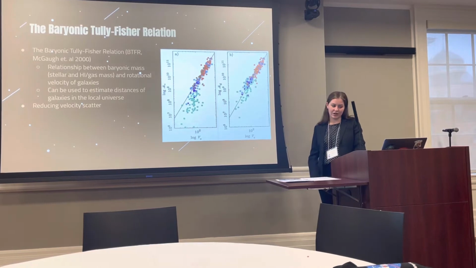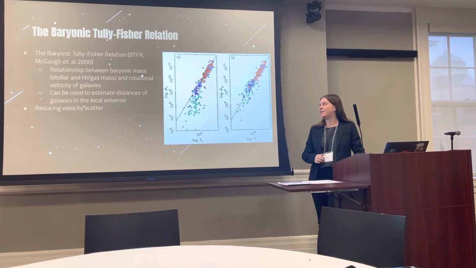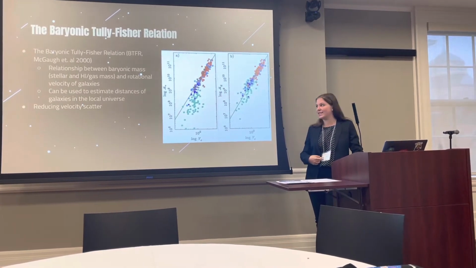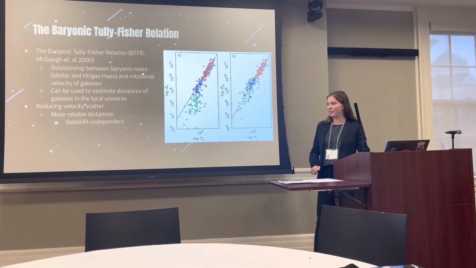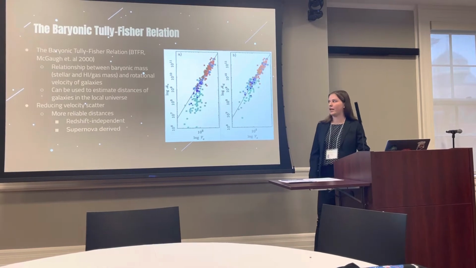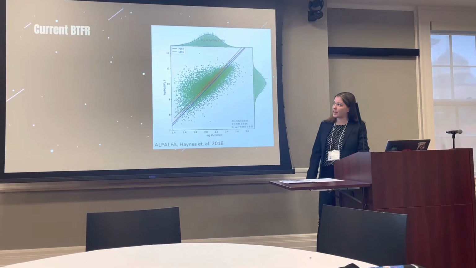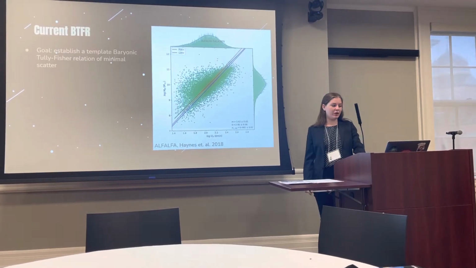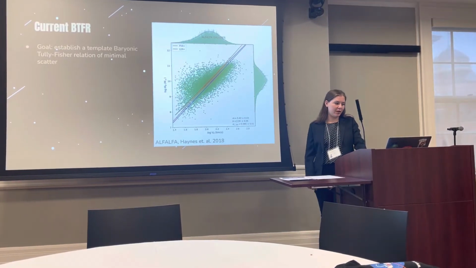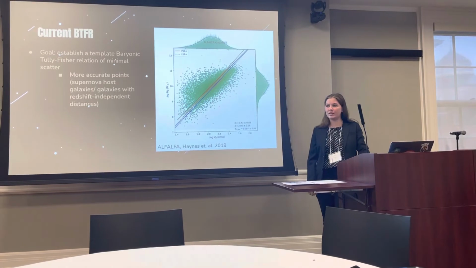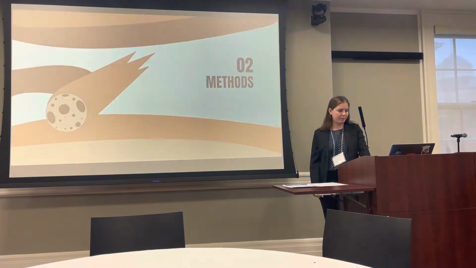So my research instead, because the gas masses are derived through using the galaxy distances, we are using now more reliable distances, which are, instead of being obtained via redshift, from the supernovae the galaxies host. Here's another BTFR template, and just to reiterate, my goal is to establish a new BTFR, or just a more advanced template with minimal scatter. We will have more accurate points using galaxies that host type 1a and 2 supernovae.